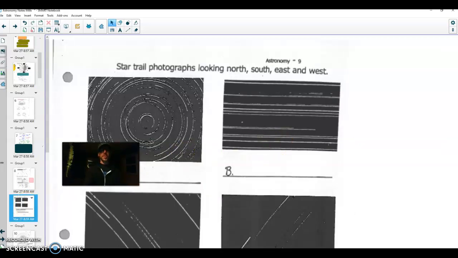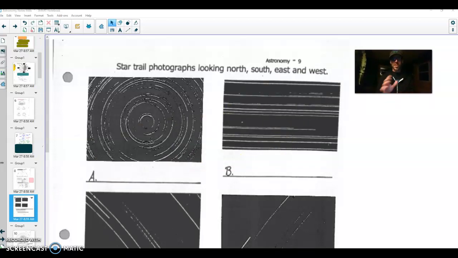This is pictures, time-lapse pictures, and you guys by now, even with this brief discussion, should be able to put what's north, what's west, what's east, what's south, and then fill it in. So go ahead and take a second and do that. Pause the video. Go ahead and fill this in. And then when you come back on, I'll tell you what the answers are, just to make sure that we're all on the same page.